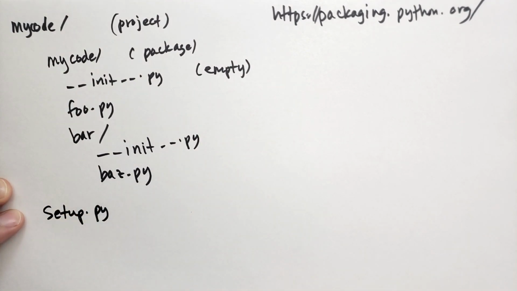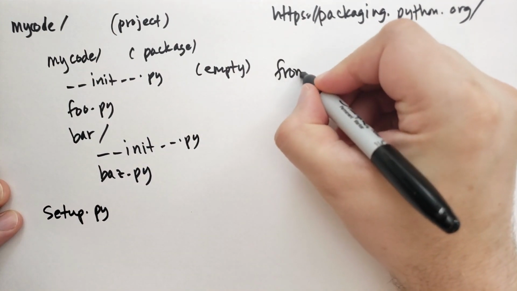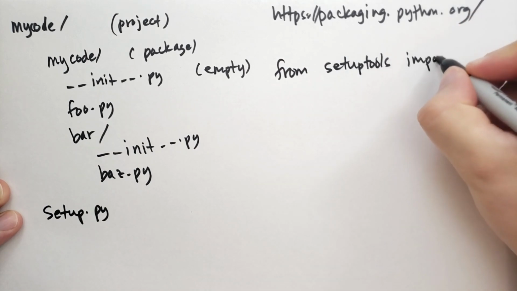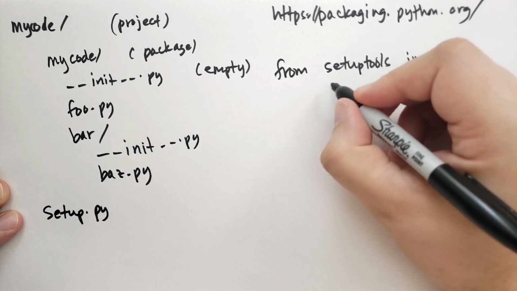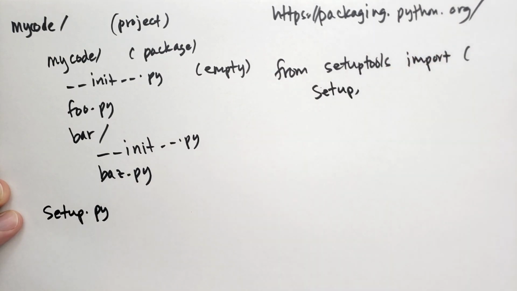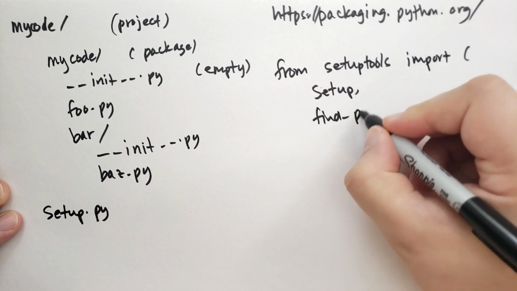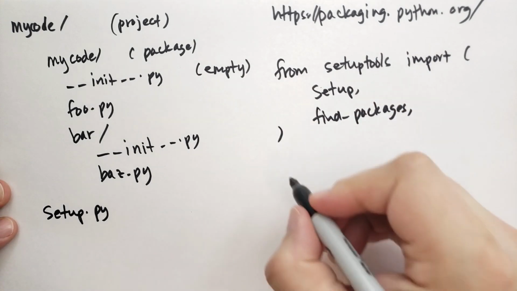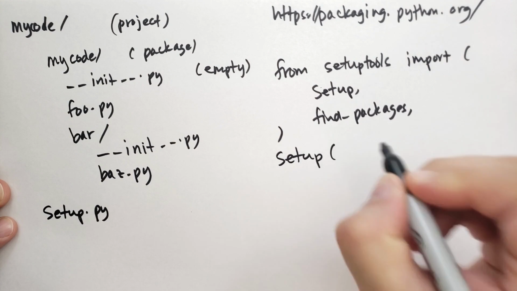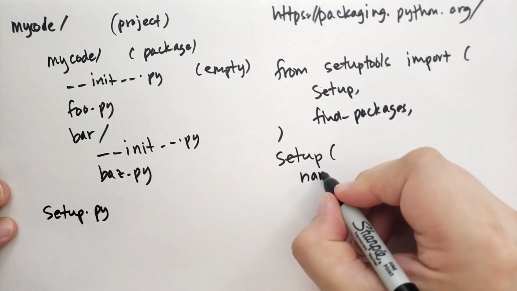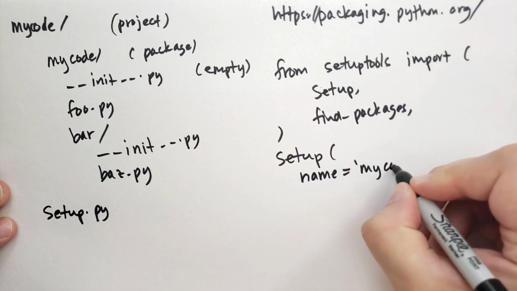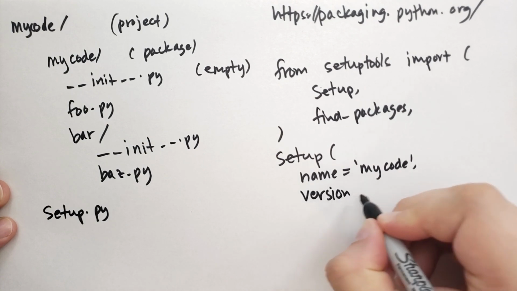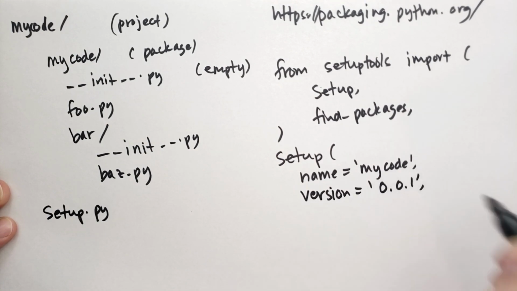Okay. Your setup.py is going to look something like this. The first thing you're going to do is say from setuptools import setup and find_packages. Let's close that off. Next, we're going to call setup with the following parameters. So we have name equal to MyCode. We're going to have a version. This is going to be 0.0.1 or whatever version you want.